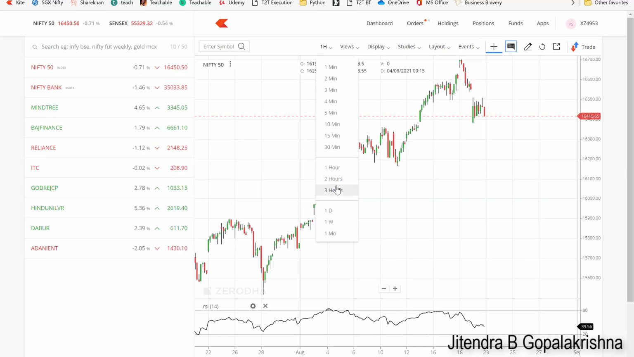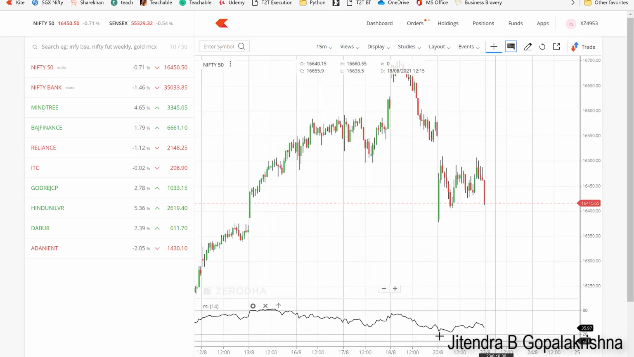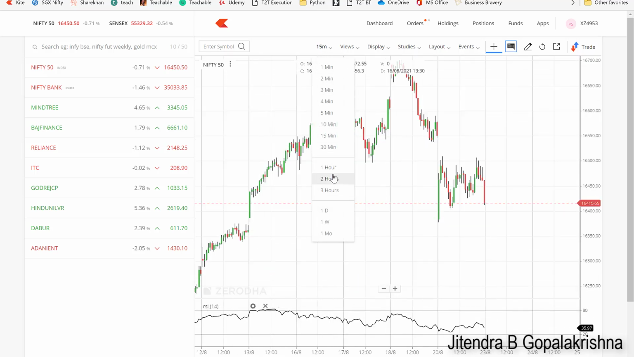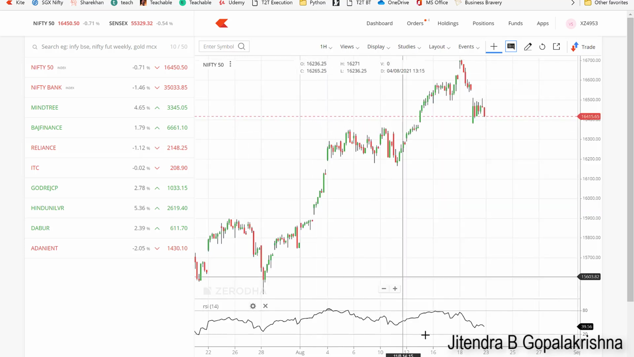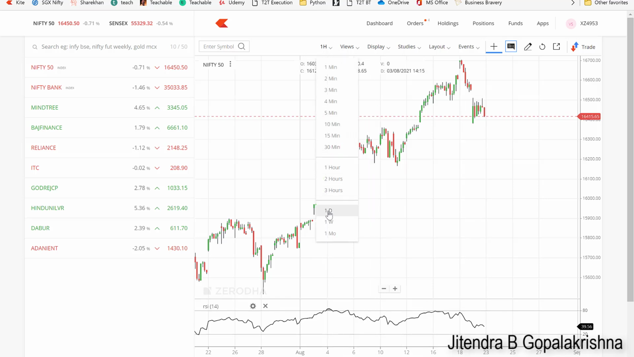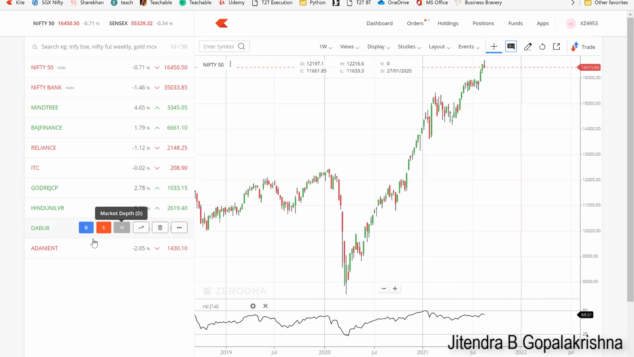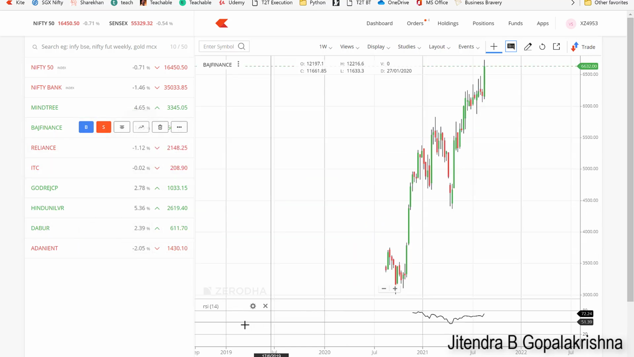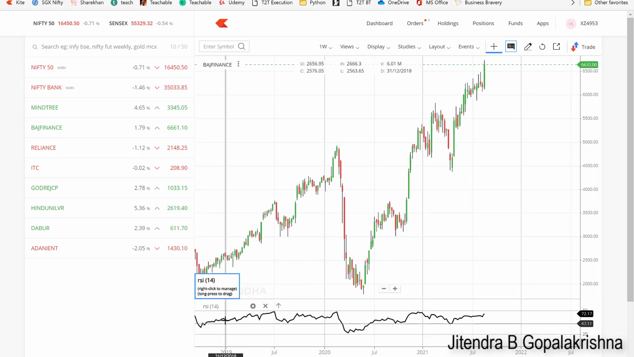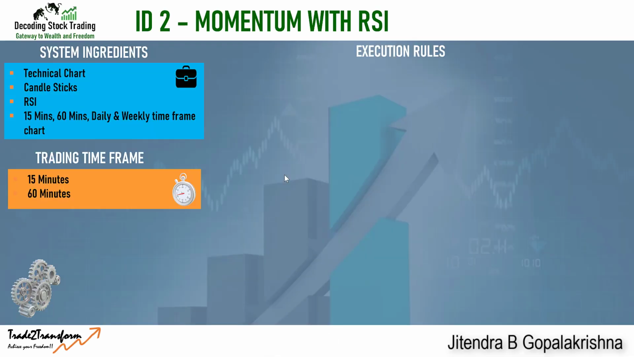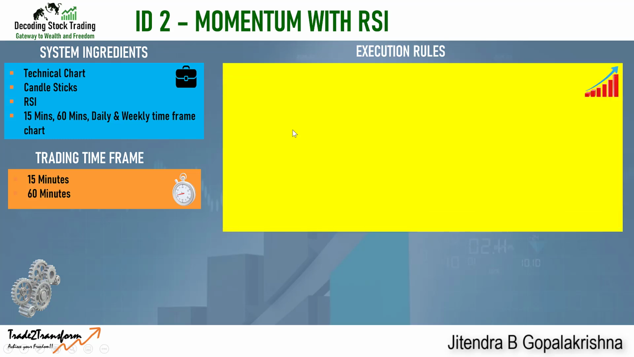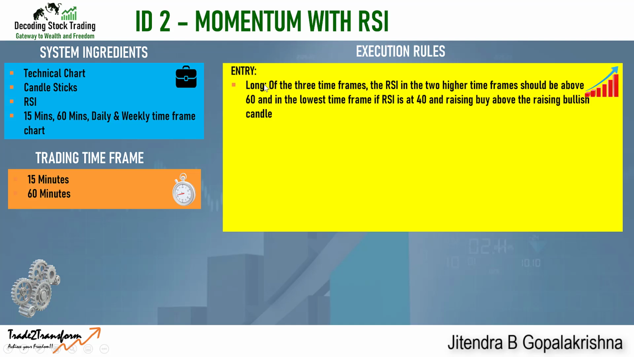You will have to go to, say, 15 minutes and look at what's happening to RSI. Then go to 1 hour and see what's happening to RSI, whether it is above 60, below 40, or what it is. Then look at it on the daily time frame and on the weekly time frame. That's how you look at it on multiple time frames. So this is the setup. Very simple chart setup: RSI and candlesticks. Now let us understand the execution rules for long, of the 3 time frames, whichever you choose.